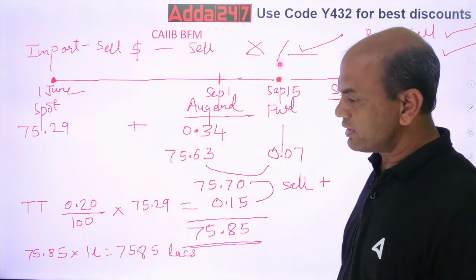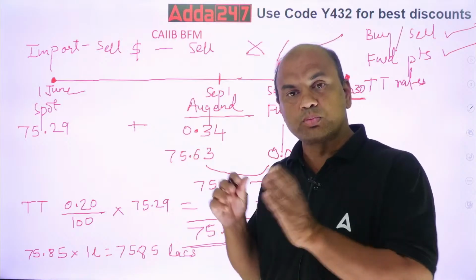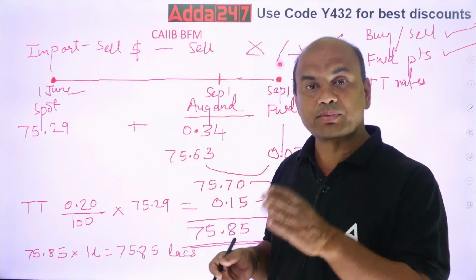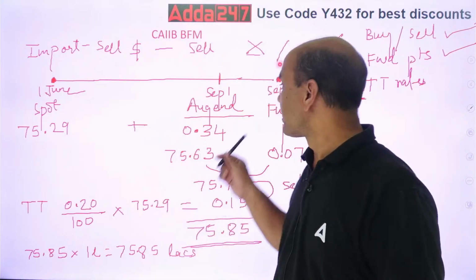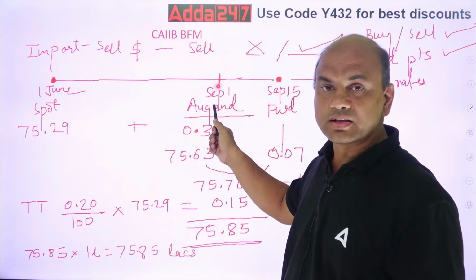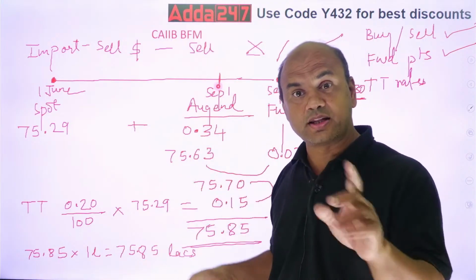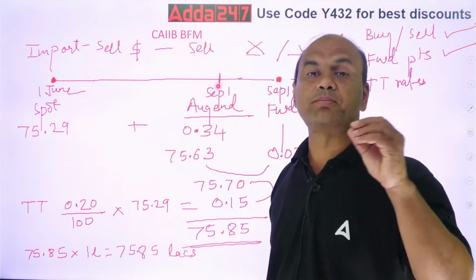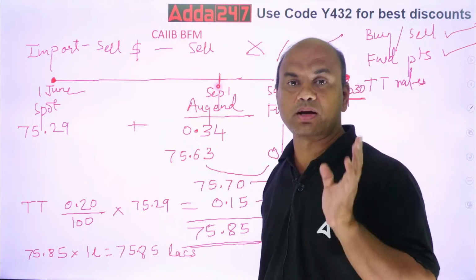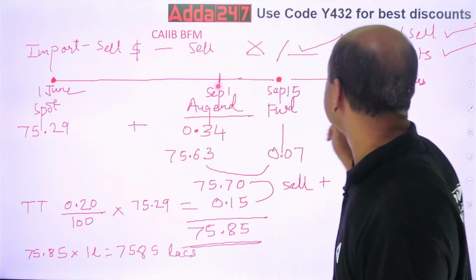Now, whenever I have to book the rate for September 15th, I'll have to see two parts. One is September 1, the starting of the month, and the ending of the month. That month, don't focus on any other month. If you want September 15, focus on September start, September end.